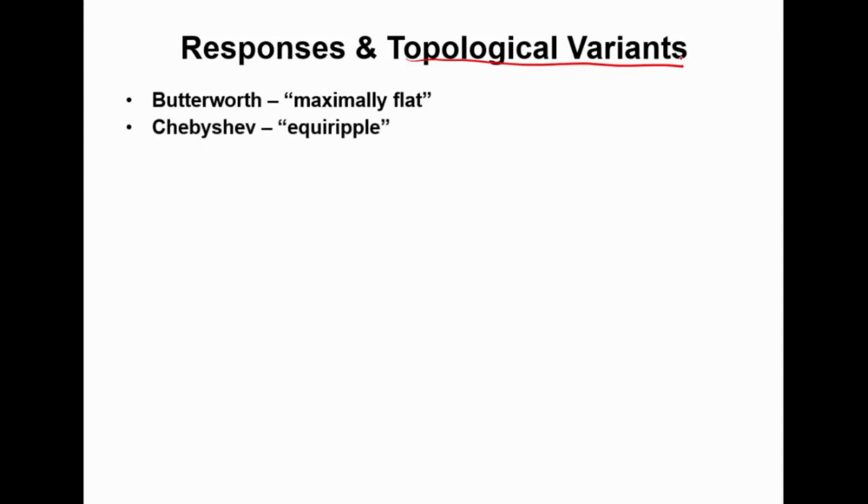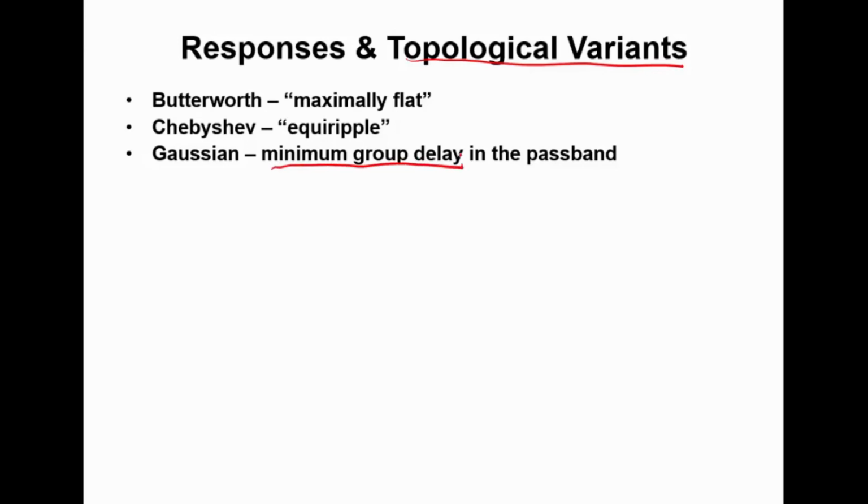Now let me say some more about different responses and topological variants. By topological variants, I just mean different ways to arrange the L's and C's in a filter. So to remind you, Butterworth was maximally flat. Chebyshev was equiripple, which gives you greater selectivity. The Gaussian response is defined to have minimum group delay in the passband. So that doesn't mean it has minimum dispersion. It just means that the propagation time through the filter is minimized. It's a constraint on the slope of the phase response. And the trade-off is that you get a little bit better dispersion properties, but a little bit worse selectivity.